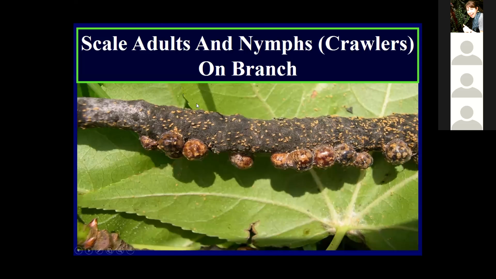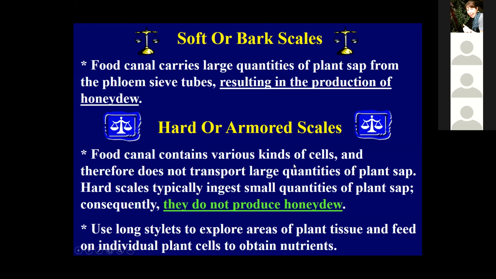So I want to talk a little bit about scales. These right here are the scale nymphs and crawlers. The larger organisms are the females. Okay, so these are the nymphal stages, and these are the adults. It's important to know there are two types of scale. The first one is soft or bark scales, and they have a food canal that carries large quantities of plant sap from the phloem sieve tubes, that's the sugar content of the plant, resulting in the production of honeydew.